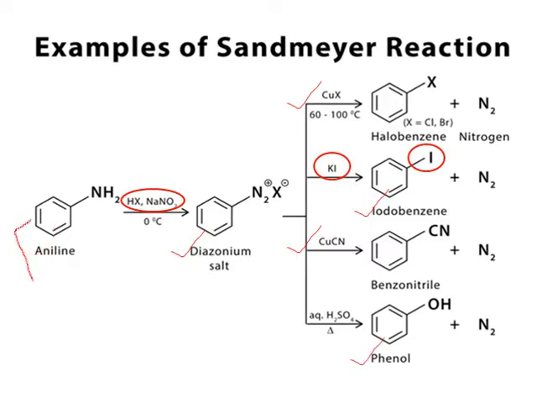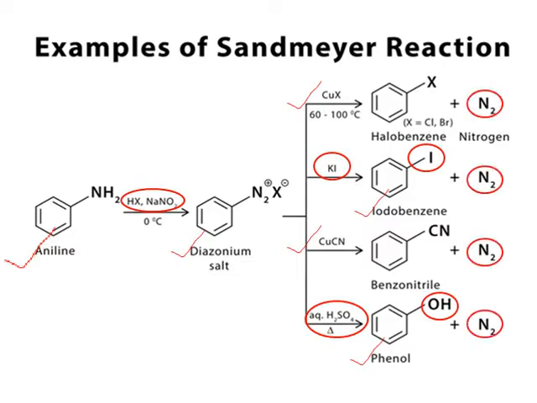Now phenol is prepared from aniline by addition of aqueous sulfuric acid, and hydroxyl ion is added to the carbon atom of the benzene ring, and we get the phenol. So in all these reactions, you see the nitrogen molecule is eliminated. Why?